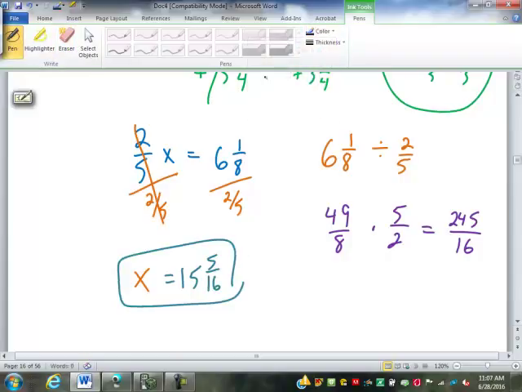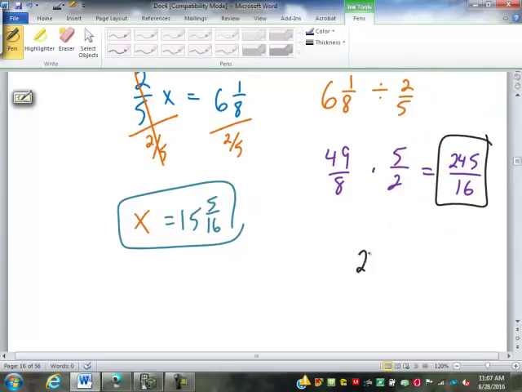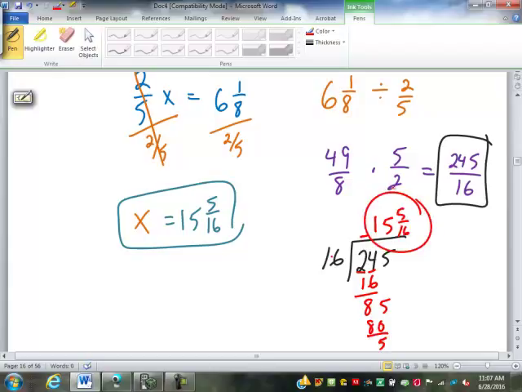Any questions? Anybody struggling to reduce this to a mixed number, the 245/16? So you got 245 divided by 16. 16 does not go into 2, but it does go into 24 once. Leaves you with 8. Bring down the 5. 16 goes into 85 5 times. 5 times 16 is 80, so there's 5 left over. How are we doing?